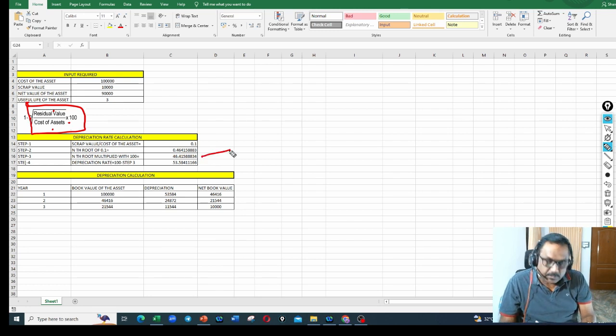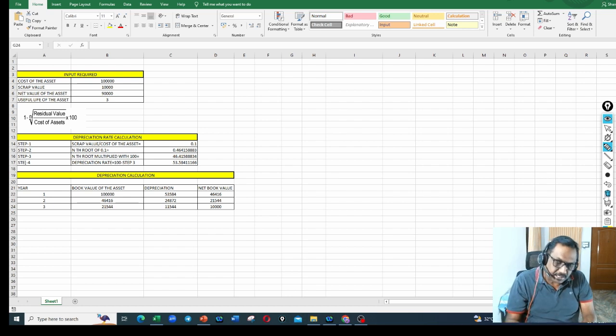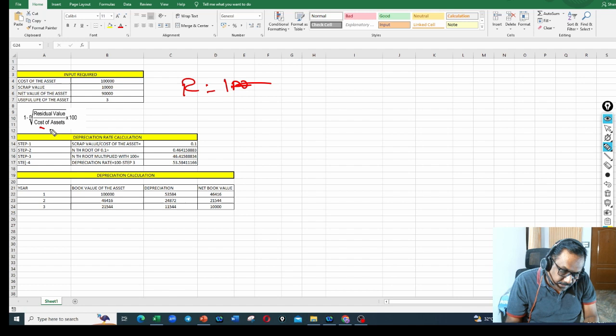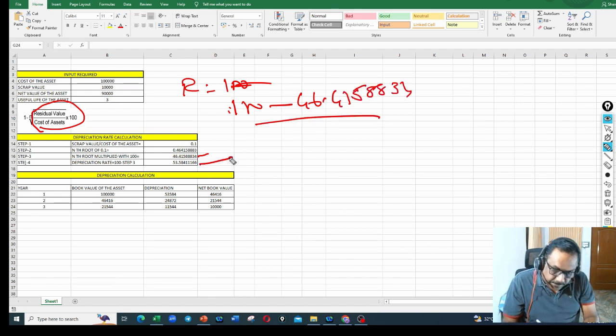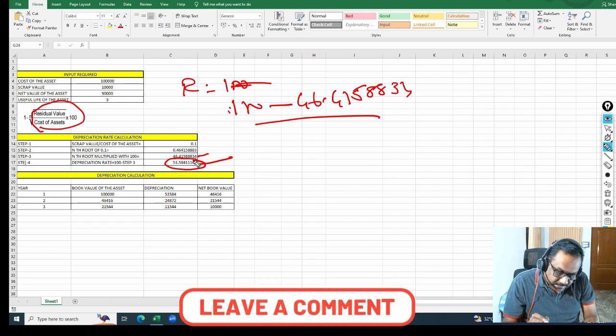Then we got 46.415. Now what we need to do, what is the depreciation rate? Depreciation rate equals 1 minus this, this is the calculation we need to do, right? So 100 minus this 46.415, if you calculate, you will get 53.58%. This is the depreciation rate we apply on this asset, on 1 lakh asset, on reducing balances method.